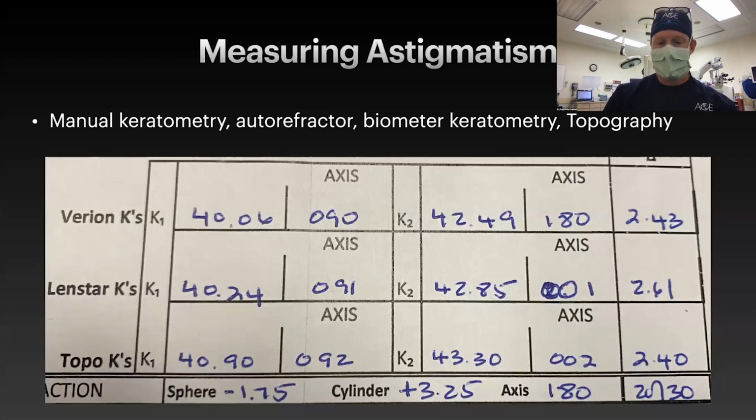Now, just below that, you'll also see the stable refraction. And you can see that there's 3 diopters of astigmatism at 180. So a little bit more in the refraction. That could be because of lenticular astigmatism or posterior corneal astigmatism.